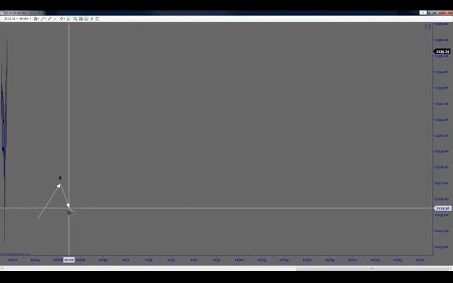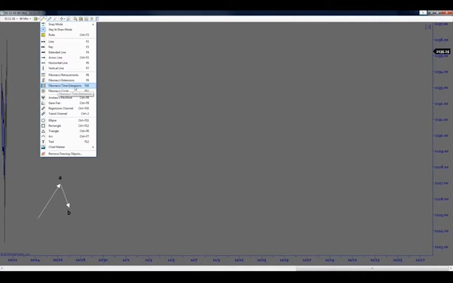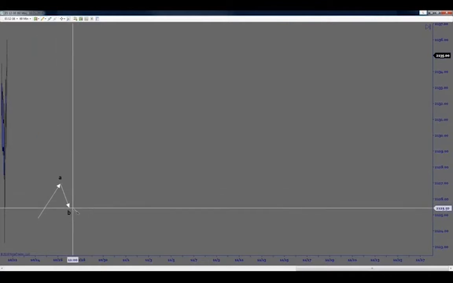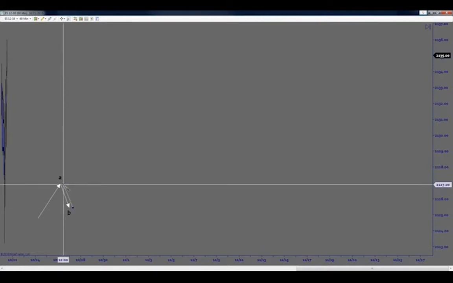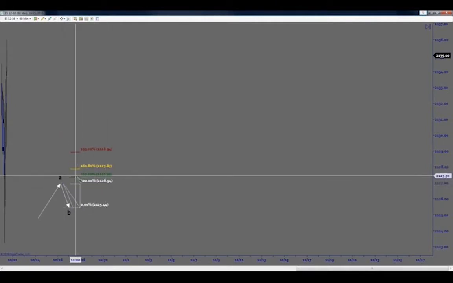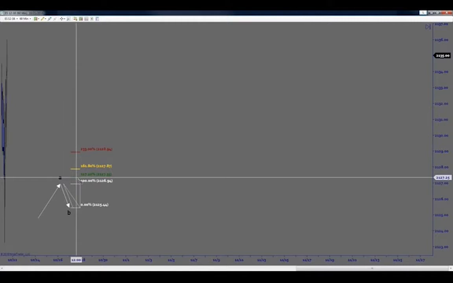So from B, on NinjaTrader I use a hotkey F9. We're going to use our Fibonacci extensions here to calculate a target for C, and that's going to be something that you're probably very familiar with if you use Fibonacci's. In this case, it's a 3-click process. We're going to go from B back to A, back to B. And our target for C is going to be in this range.